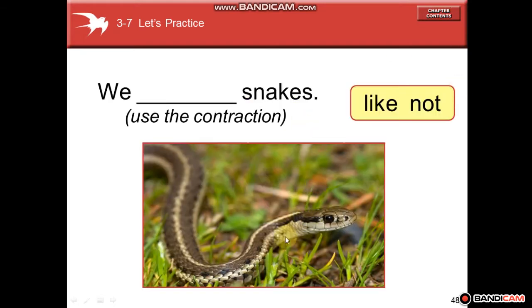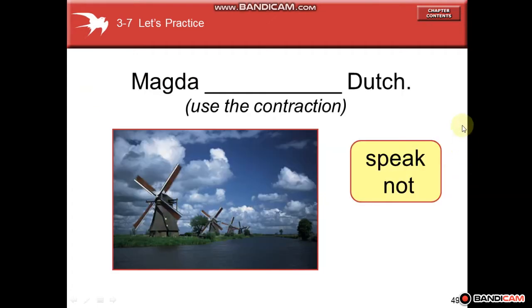Oh my God, horrible. Snake. We don't, not doesn't, because it is the third person plural pronoun case. So don't. And Magda doesn't or do not or don't. Doesn't, that's the name of someone. Okay, speak Dutch.